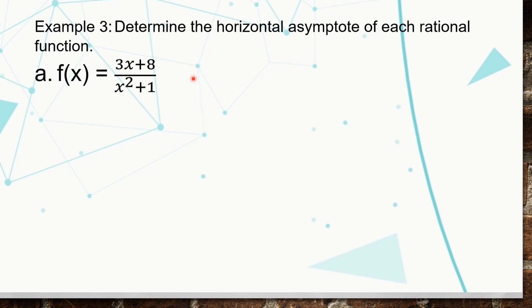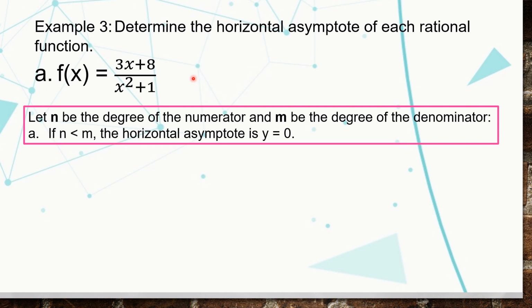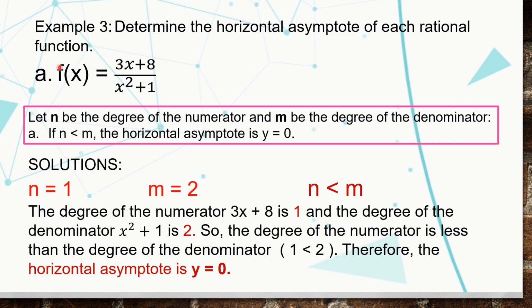So, ang basis natin sa pagkuha ng horizontal asymptote ng isang rational function ay ang kanilang degree, the degree of the numerator and denominator. So, dito sa letter A, ang degree ng ating numerator ay 1. So, ang n natin ay 1. Then, sa denominator, the highest exponent or ang degree natin naman ay 2. So, ito ang ating m.